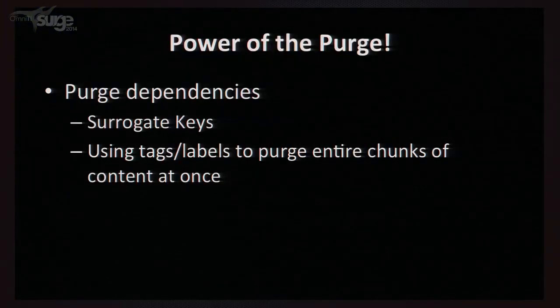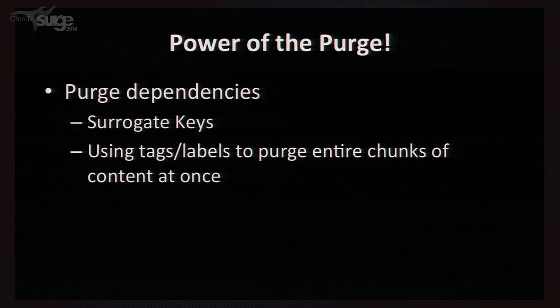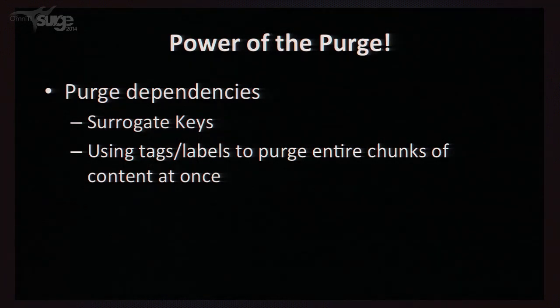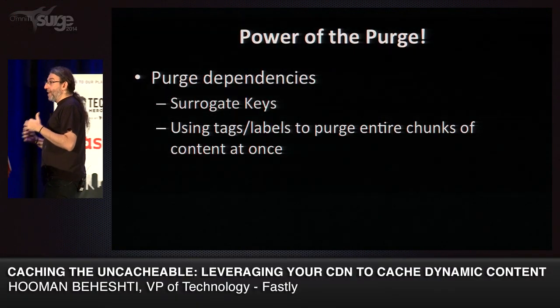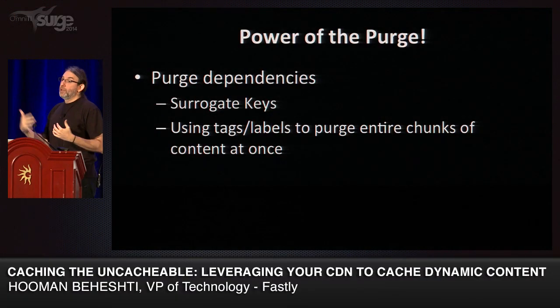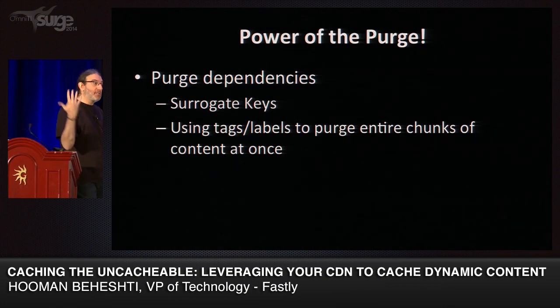That's not where purging stops. There's lots of other things you can do with purges. You can build purge dependencies. At Fastly, we have something called surrogate keys. Any other CDN should have a similar mechanism where you can tag objects and label them and then purge by label. And again, the key here is that it needs to be instantaneous.